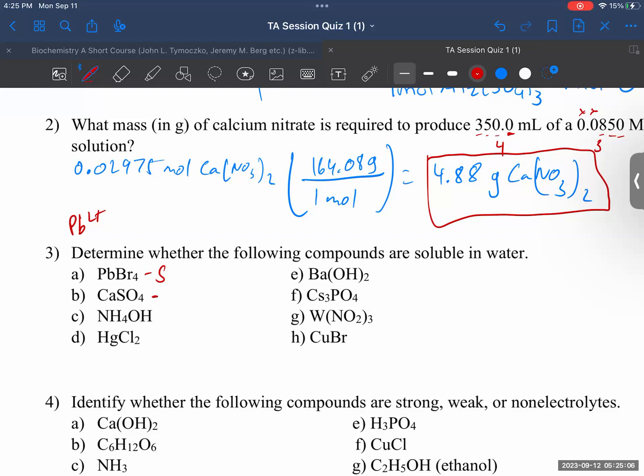All right, let's try this next one. It's a bit easier. Calcium sulfate, soluble or insoluble? That was insoluble. Insoluble.